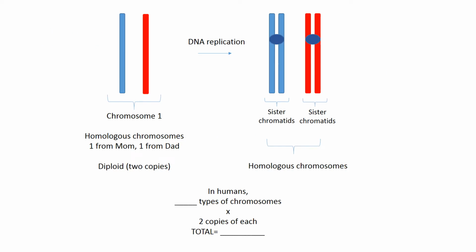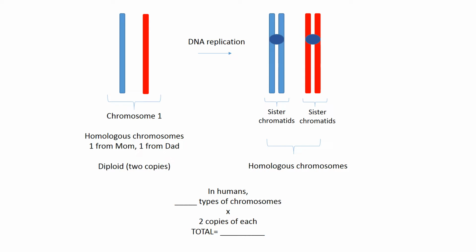So here we have just a little diagram to help you understand how these chromosomes are being divided. So here on the left is just a description of chromosome 1. In all of your cells, you have 2 copies of chromosome 1. You have 1 from your dad, let's say that's the blue one, 1 from your mom, we'll say that's the red one, and you would be considered diploid. You've got 2 copies of chromosome 1 there.